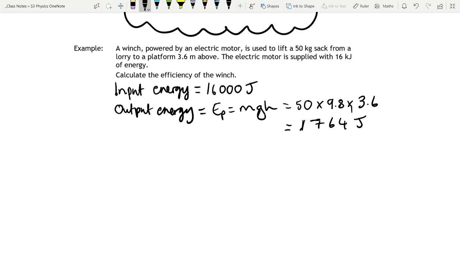So you can already see that although it's been given 16,000 joules, the useful output energy is just 1,764. That's its job, to lift it up. So there's been a lot of it lost as heat, sound, things like that.